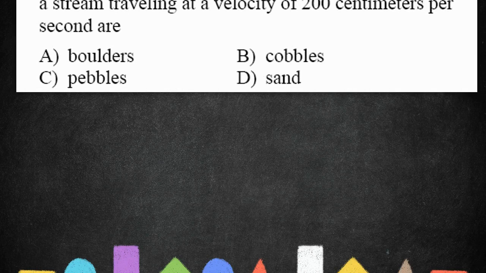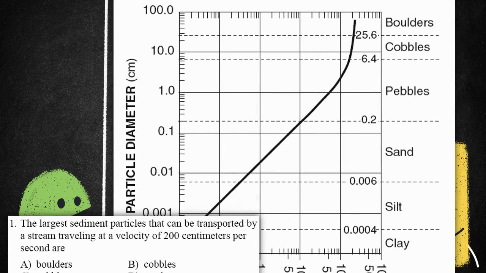The largest sediment particles that can be transported by a stream traveling at a velocity of 200 centimeters per second are, what's the largest sediment? Well, if it's 200 centimeters per second, I'm going to draw a line from 200 centimeters per second up to that line. Everything below that line can be transported, can have erosion. So clay can be transported, silt can be transported, sand can be transported, pebbles can be transported. And cobbles up until a medium-sized cobble can also be transported. So the largest sediment that can be transported is cobbles, or choice B.